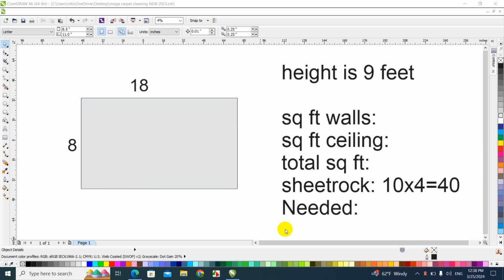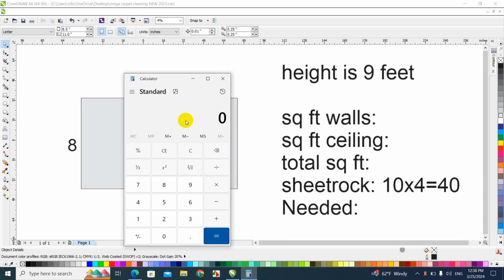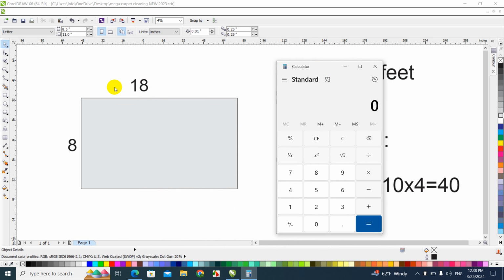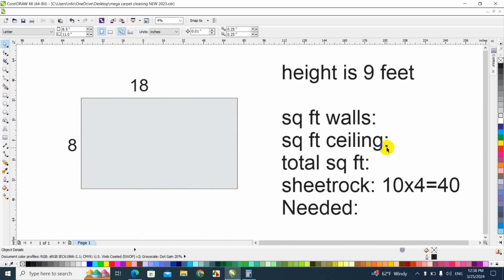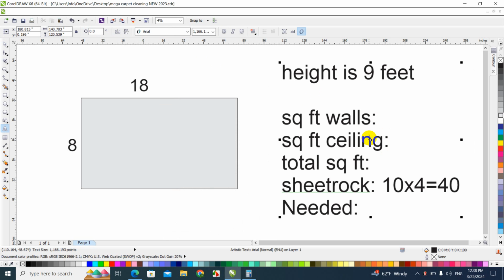So now let's do the regular calculation with a regular calculator. First, we're gonna get the square footage of the ceiling. So let's get a regular calculator out. The way you get the square footage of the ceiling, you multiply this number by this, the length by the width. So 18 feet times 8 feet width. So it's 144 square feet of the ceiling. So we're gonna type that number here, 144.